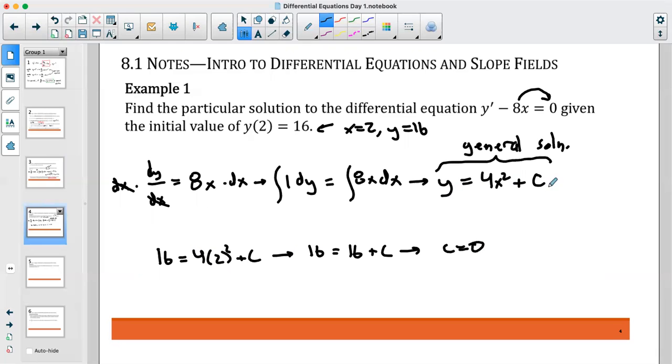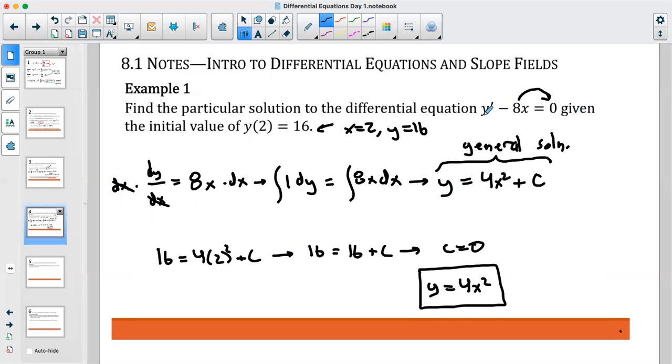And now the last step is to rewrite this with the value of c I just discovered. Plus 0 is just 4x squared. So this is my particular solution. No c left in it. I eliminated it by using my initial condition. And this is how separation of variables works.